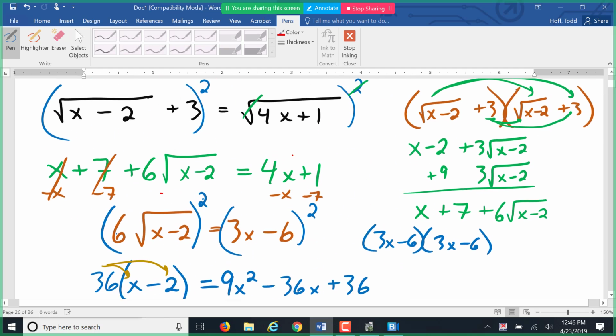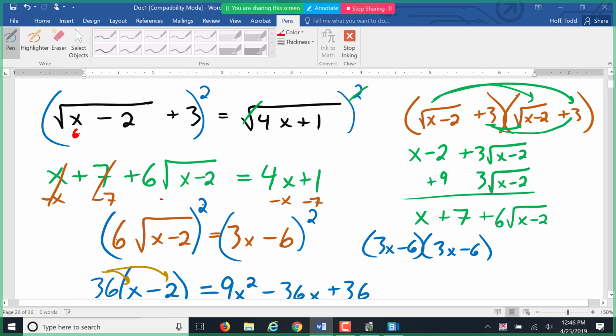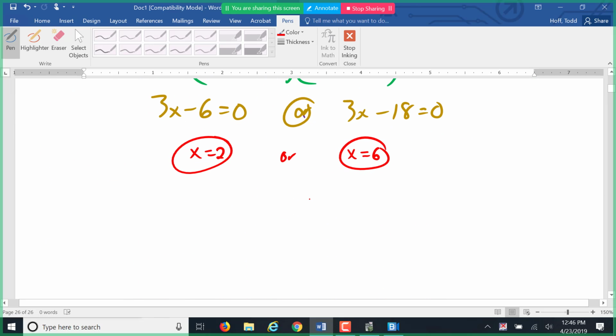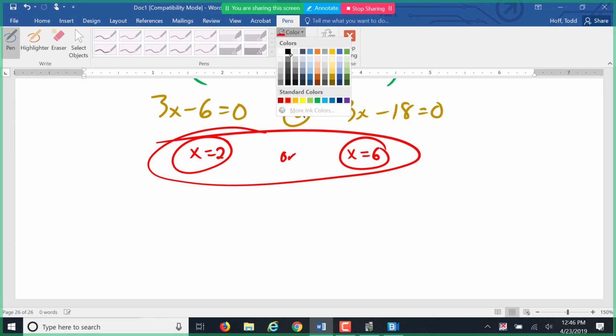X equals 6, let's try that. Well, 6 minus 2 is 4. Square root of 4 is 2, plus 3 is 5 on the left side. 4 times 6 is 24. Plus 1 is 25, square root of 25 is 5. So both of those, the 2 and the 6, will work. So those are both correct solutions.